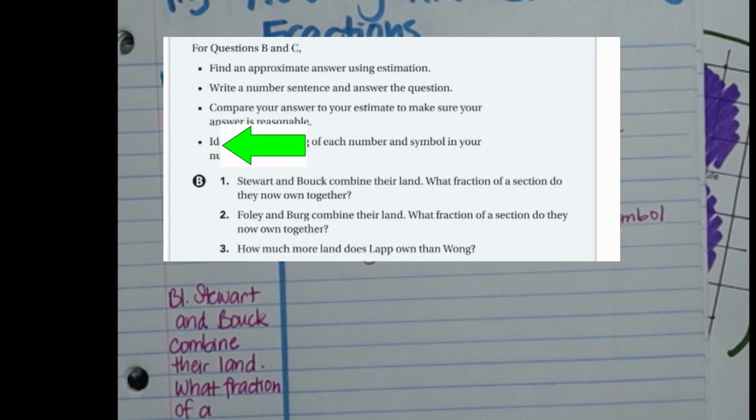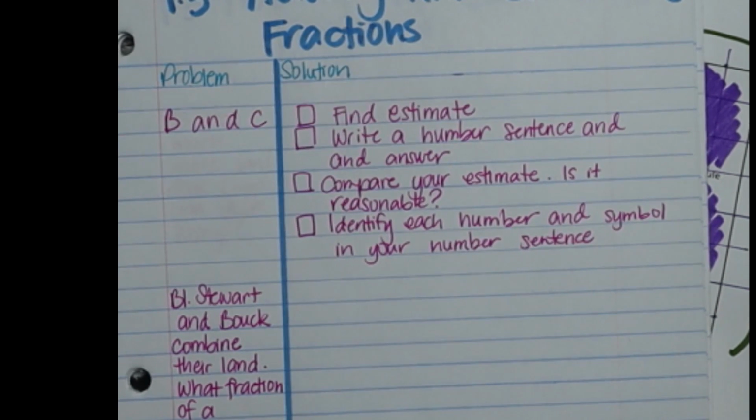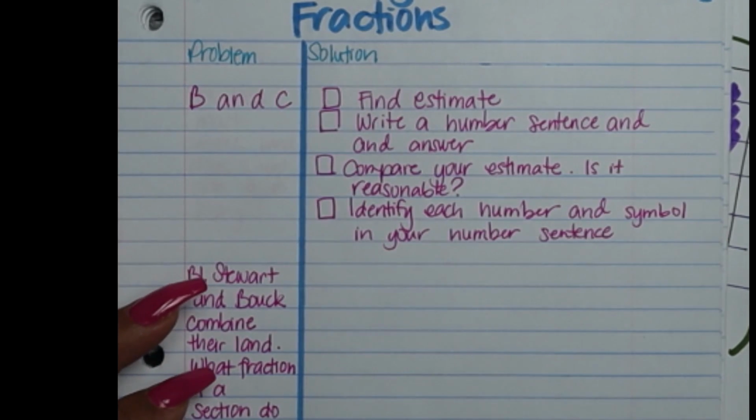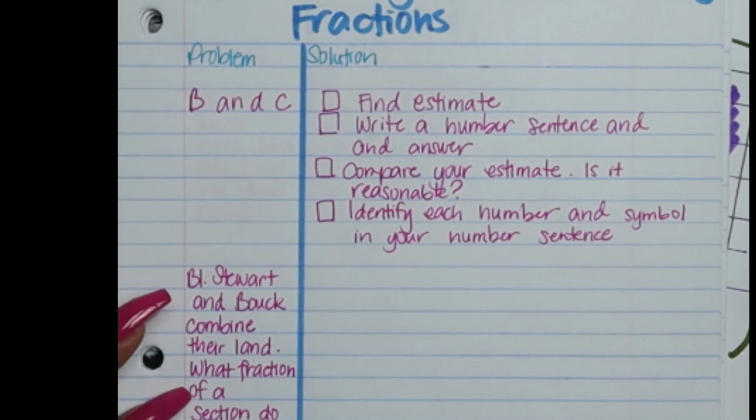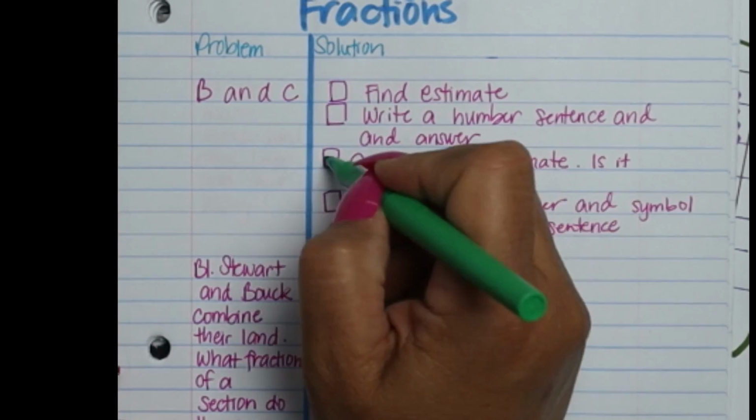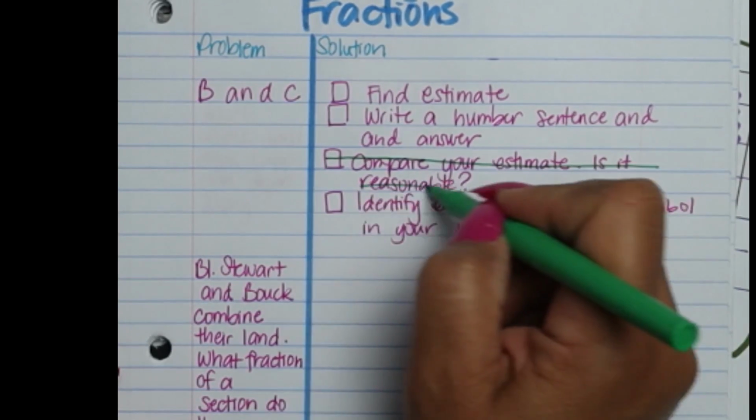I think even that 3rd bullet is kind of redundant. So we may just stick with finding an approximate answer using estimation, and then writing a number sentence and answering the question. We're going to omit these last 2. So we're going to just do the first 2 for all of B, and then you're going to do C on your own. Okay, I wrote down the question already, and like I said, we're going to omit this one. Don't want to do that one.